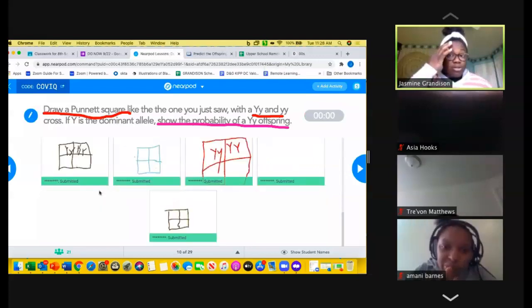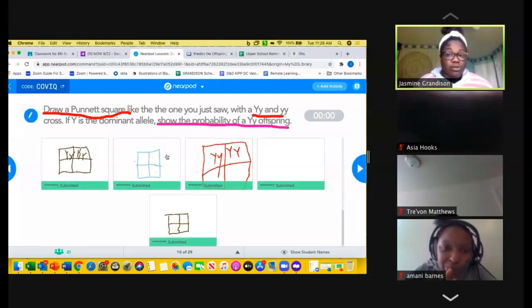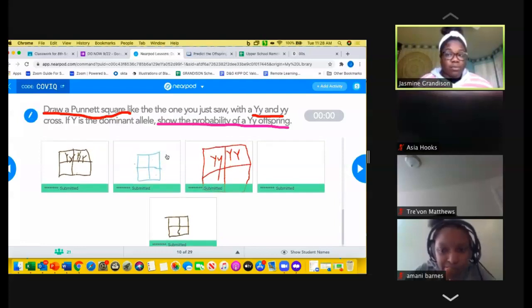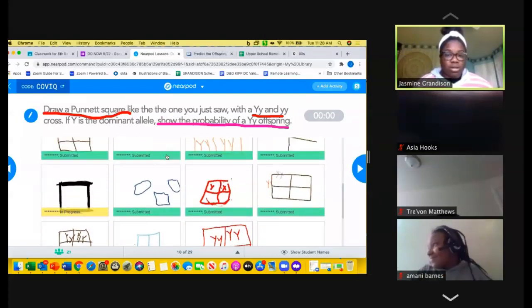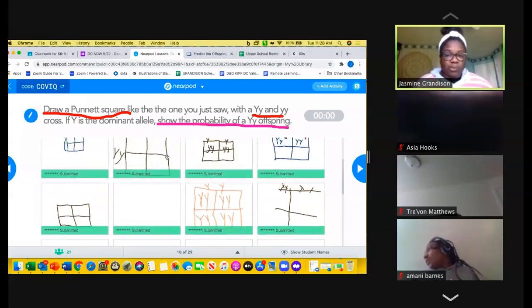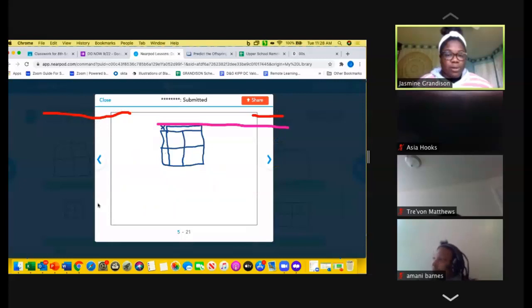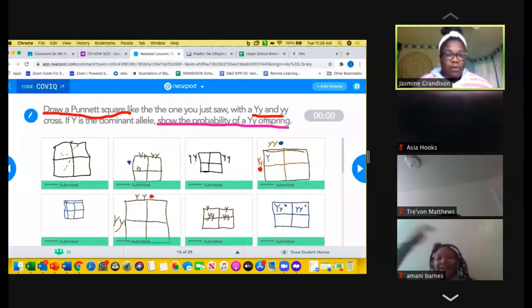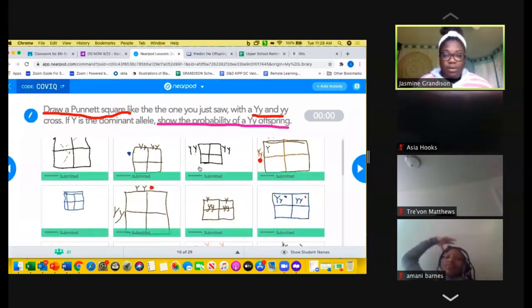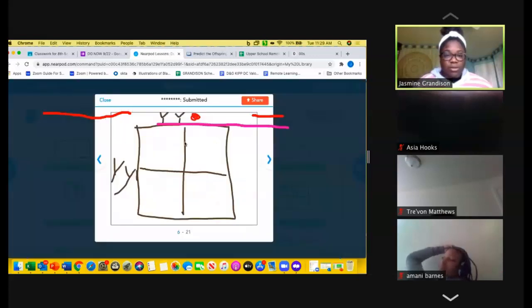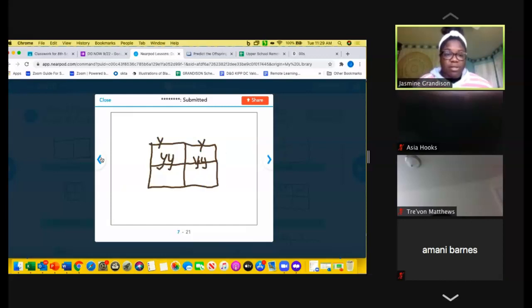So this is showing me that you need help, or was the time too short? It didn't have to be a perfect Punnett square. All you needed is the 4. Let's look at this person's. They have the 4 squares. My only thing would be you should have... Okay, there it is. So good.